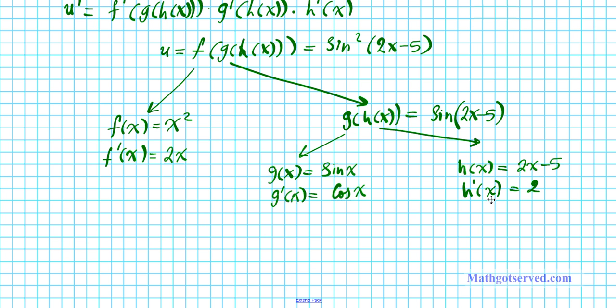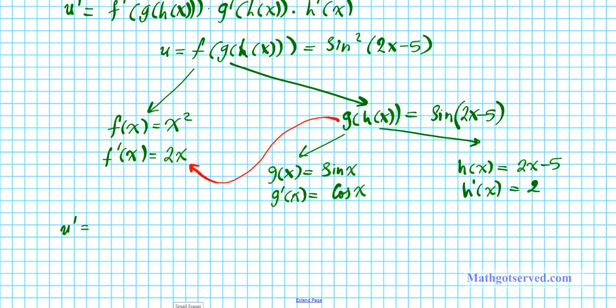Now, what we are going to do is apply the results we have to the chain rule formula. So u prime is going to be f prime of g of h of x. To get that, we'll simply take g of h of x and plug that in here.